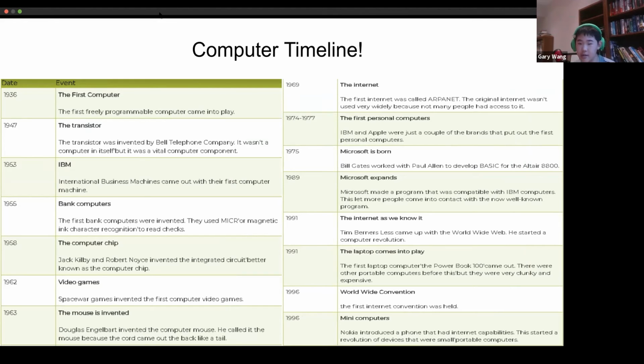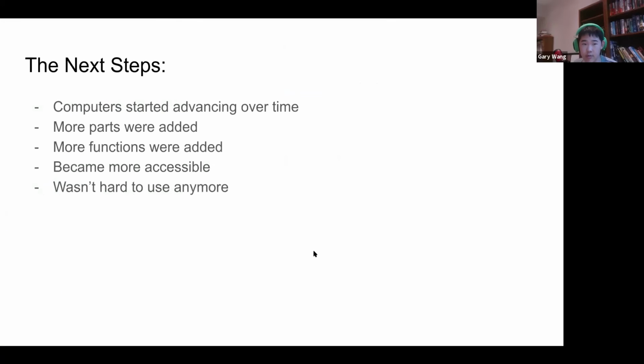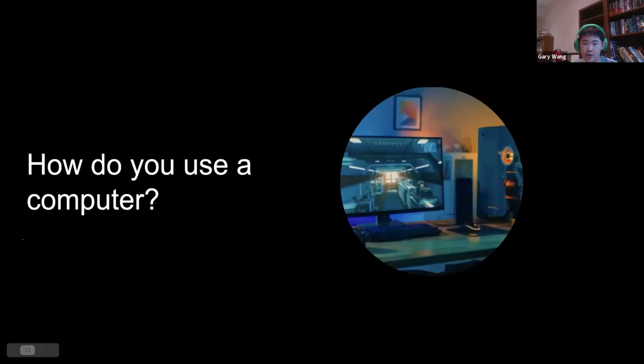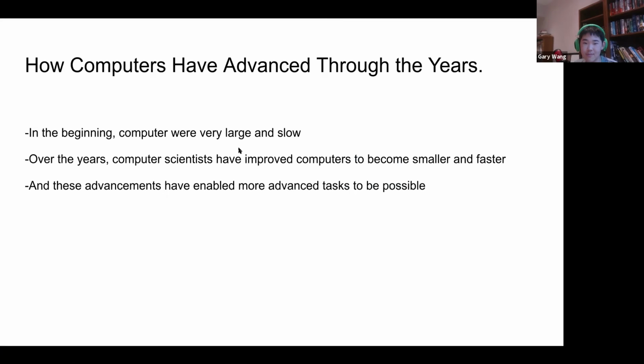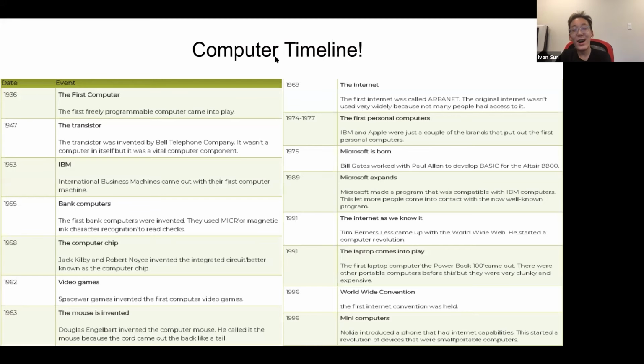So in 1989, Microsoft expanded. They made their Microsoft computers, which some of you might have, Windows computers, that's theirs. And so in 1991 is when the internet, which we all know right now, how you're going to this class, what you're Googling, came out. In 1991 as well.